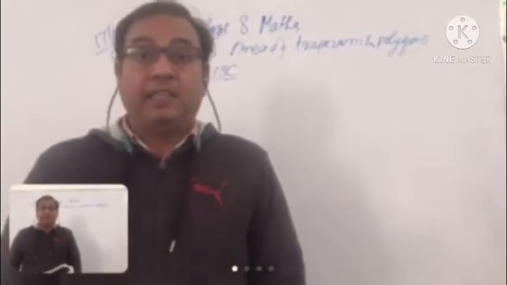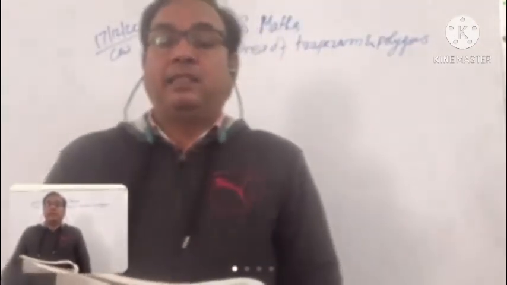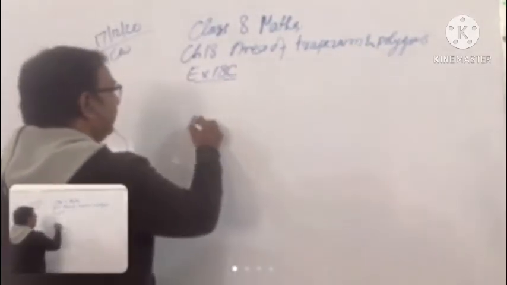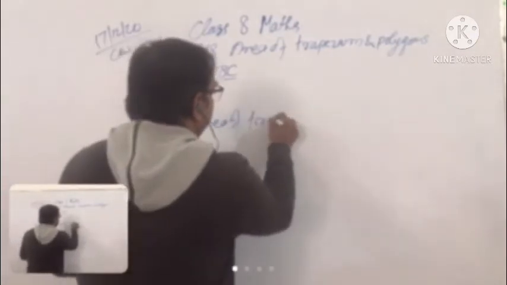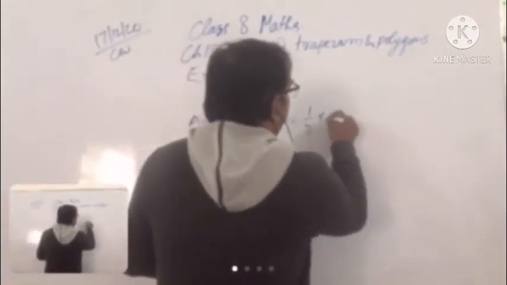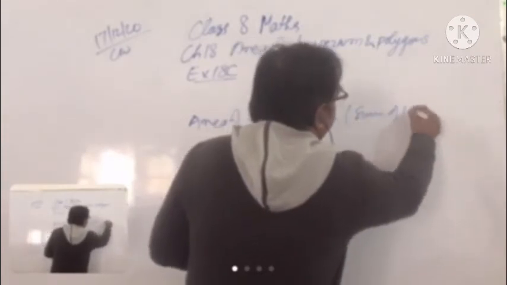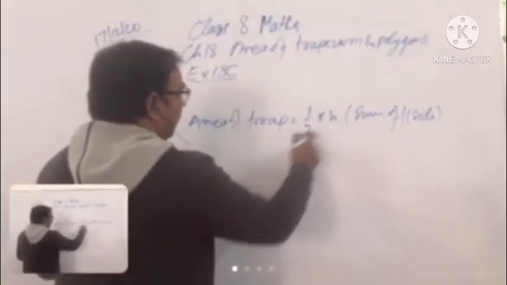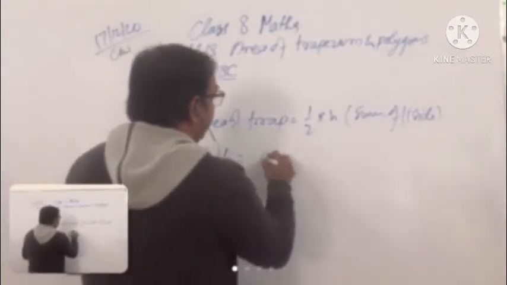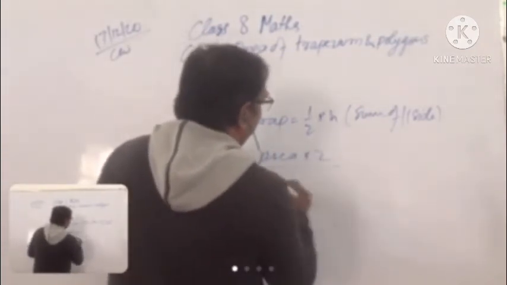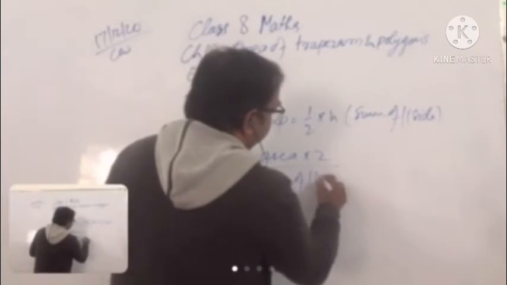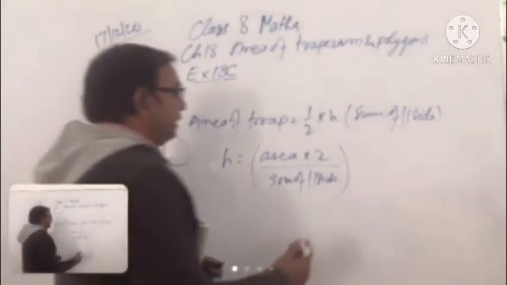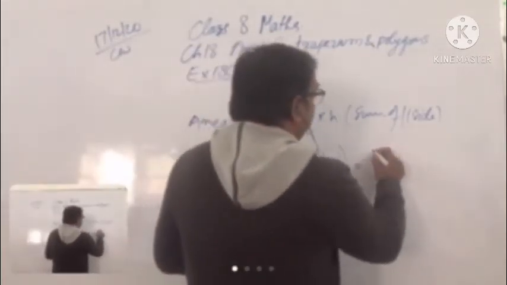Now we have to divide this number or we can subtract this number. Now everyone see the area of trapezium. Area of trapezium is equal to half multiplied by h multiplied by the sum of parallel sides. So if we are finding the height, then height is equal to area multiplied by 2 upon the sum of parallel sides. Yes. So now the area is 128 times 2, which is equal to 256.